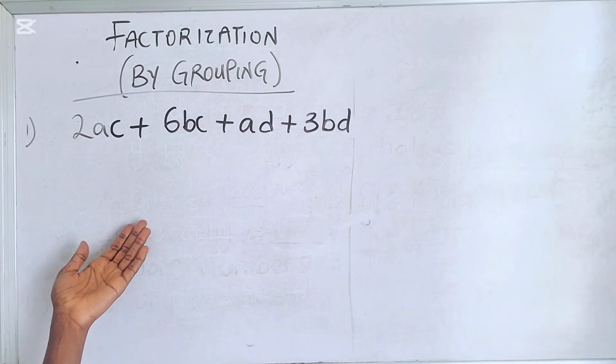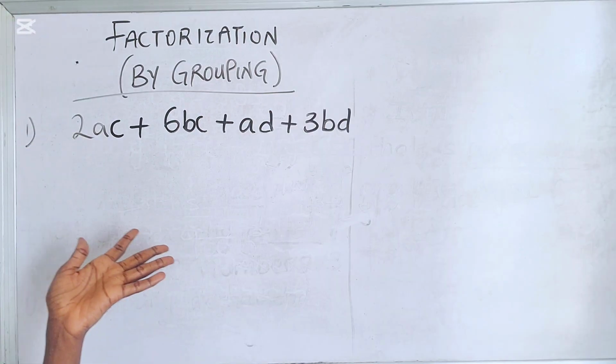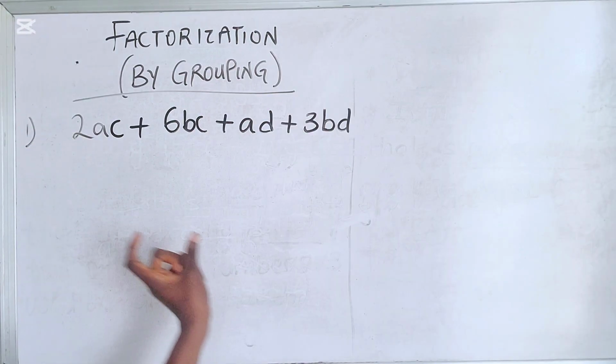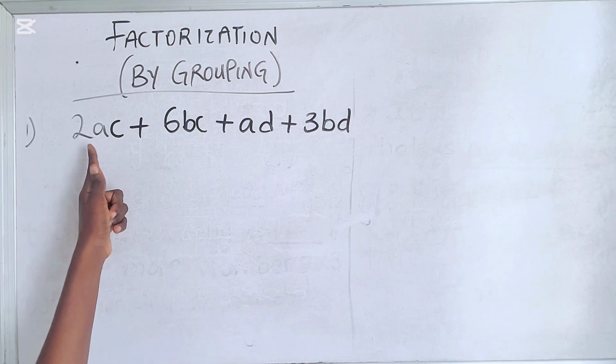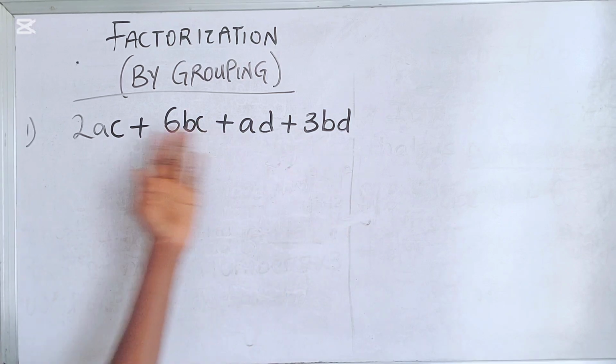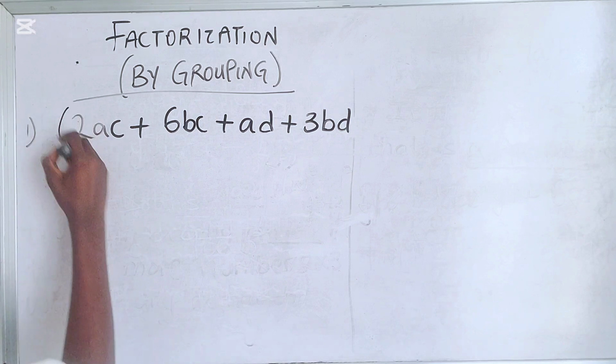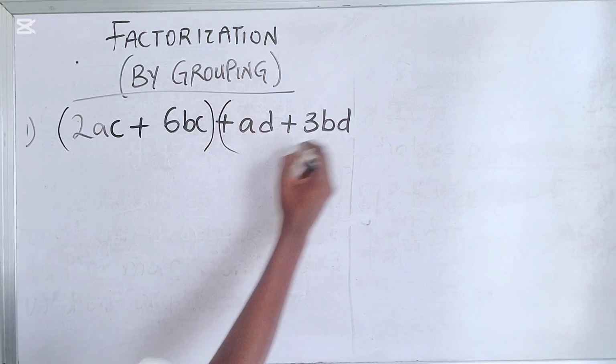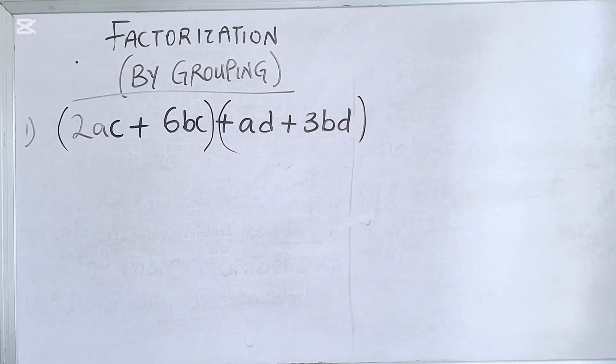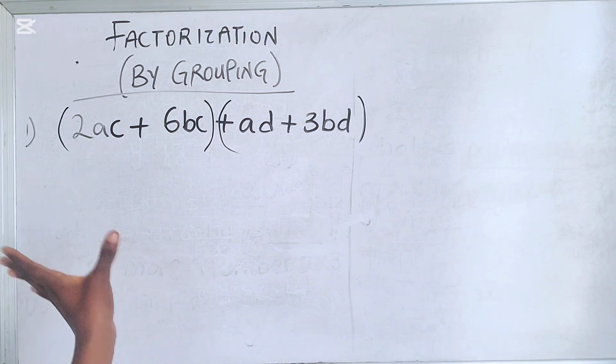If you are to factorize an expression like this, what do you do first? You start by grouping it, right? Altogether we have 4: 1, 2, 3, 4. So we'll group it into 2. Okay, so you have this and then you have this. Do you see that? So now we can factorize.